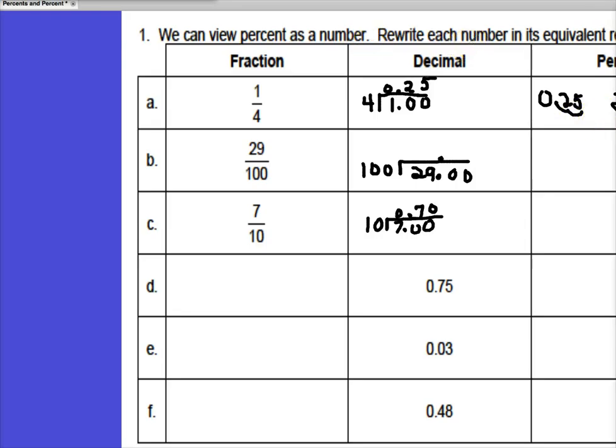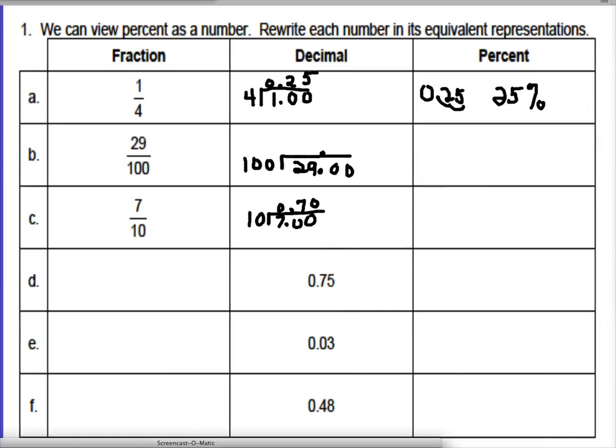because when you move this to write your percent, you move your decimal point, and then you'll have your percent. So get ready. And you're going to end up with 70%.